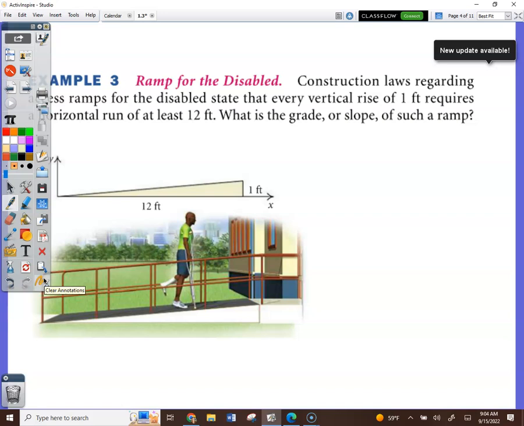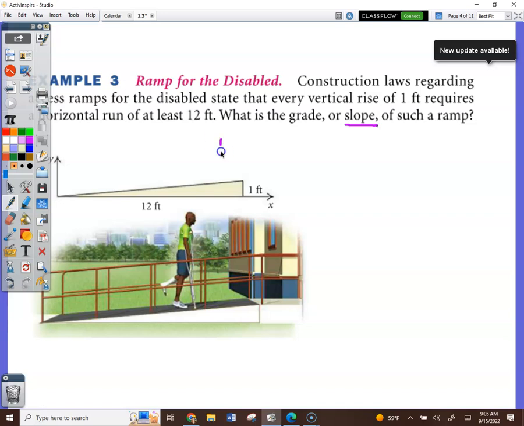Let's read it. This part right here is always the title of your word problem from the textbook. Doesn't matter. Construction laws regarding access ramps for disabled state that every vertical rise of 1 foot requires a horizontal run of at least 12 feet. Okay? So what's the grade? Grade is the construction word for slope. So they're asking, what is the slope for this particular type of problem?